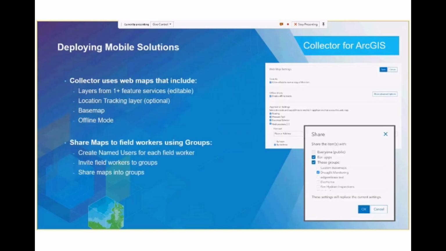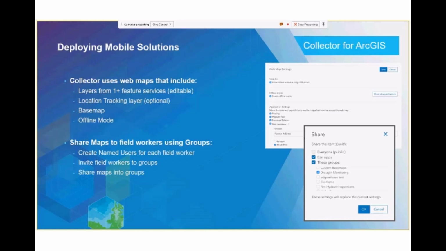So deploying mobile solutions into the Collector for ArcGIS is rather easy. First of all, one of the ways you can use feature services, feature layers that you publish to ArcGIS Online or a Portal for ArcGIS. These are editable, of course, so you can be able to consume them straight from your Collector after you create a web map from these feature services. You can also use your location tracking layer. You might have a tracking layer that you have configured, maybe for tracking your assets, etc. You can be able to bring this into your Collector for ArcGIS and be able to view your assets as they're being tracked. You can be able to view your base maps.